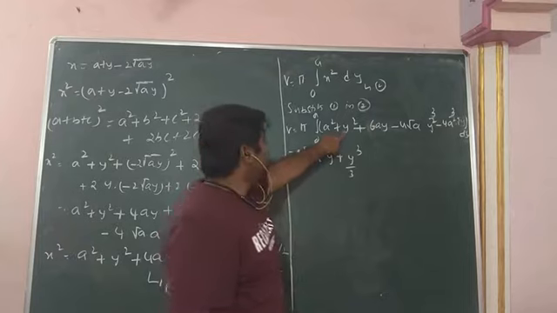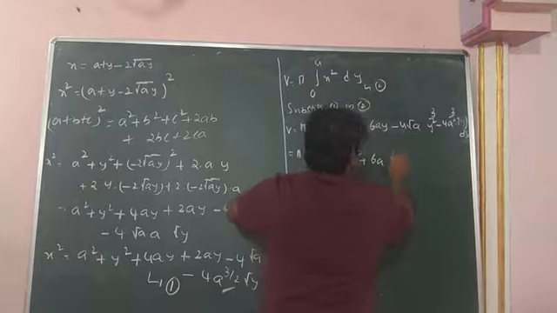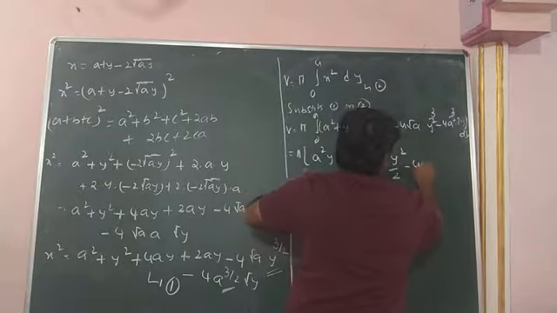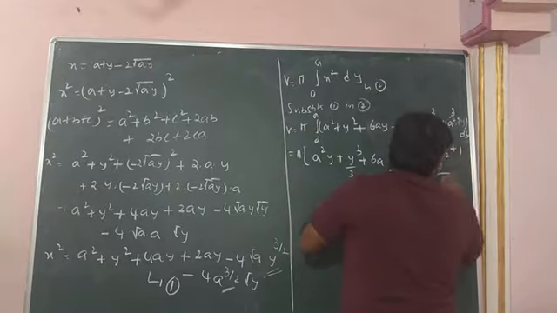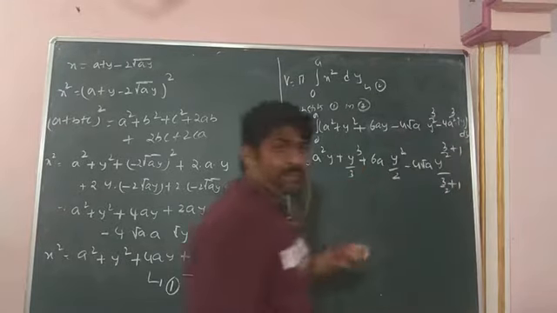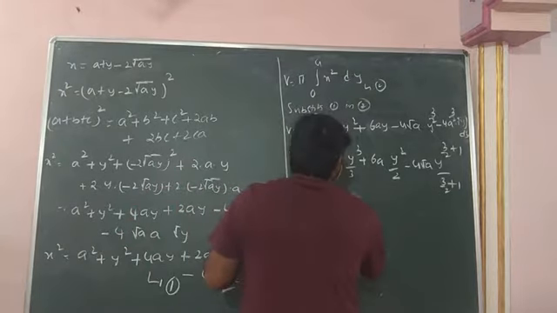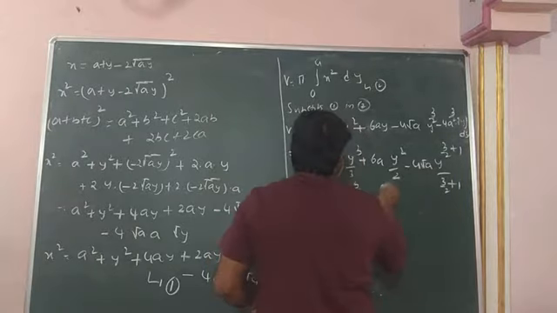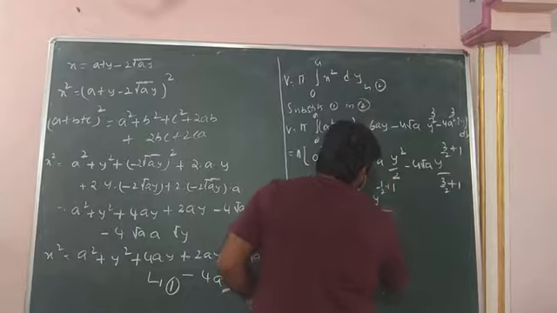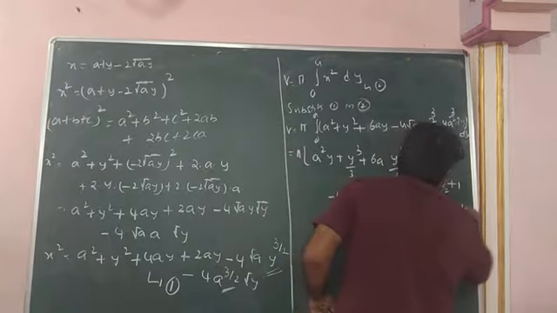The y power n is nothing but y power of n plus 1 by n plus 1. Plus 6a into y square by 2, minus 4 root a into y power of 3 by 2, nothing but y power of 3 by 2 plus 1 by 3 by 2 plus 1, that is y power of n plus 1 by n plus 1. And next, minus 4 power of a by 3 by 2 into y power of 1 by 2. You see, nothing but 1 by 2. 1 by 2 can be written as 1 by 2 plus 1 by 1 by 2. That is nothing but a root y, nothing but a y power of 1 by 2.